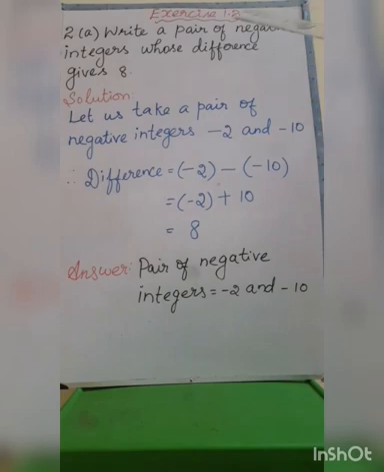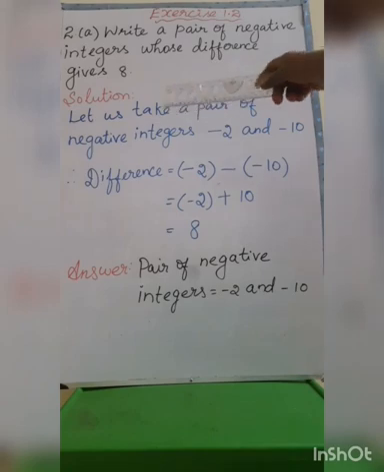Exercise 1.2, second sum, A. The first one is homework. Second sum, A: write a pair of negative integers whose difference gives 8. In the previous sum it was a pair of integers, but in this condition it is a pair of negative integers, so negative integers are to be used in this sum.